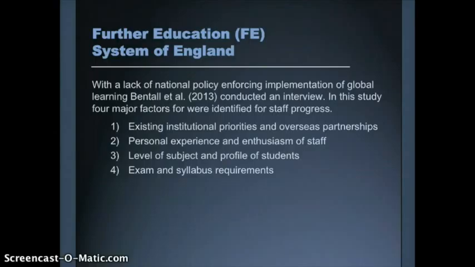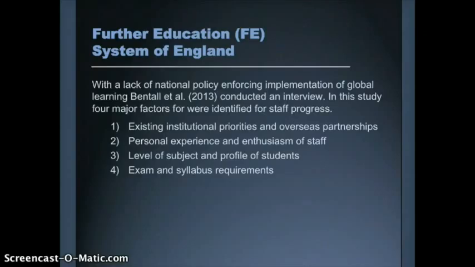Number 2, personal experience and enthusiasm of staff. When someone had an experience and they were enthusiastic about the work, it was much easier for them to build it into their curriculum. Number 3, the level of subject and profile of students. When we look at the level of education, whether it's primary school or in further education, there's obviously an ability to integrate it more at a higher level, especially in the further education system.